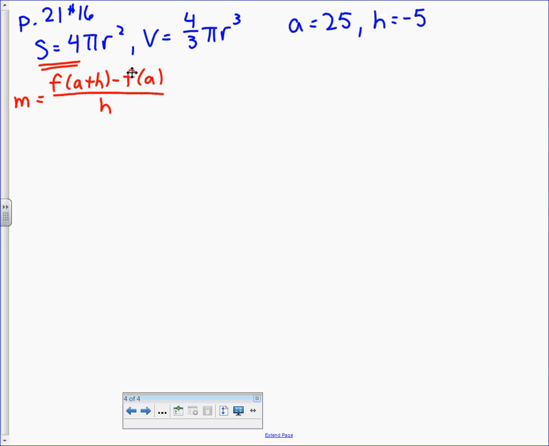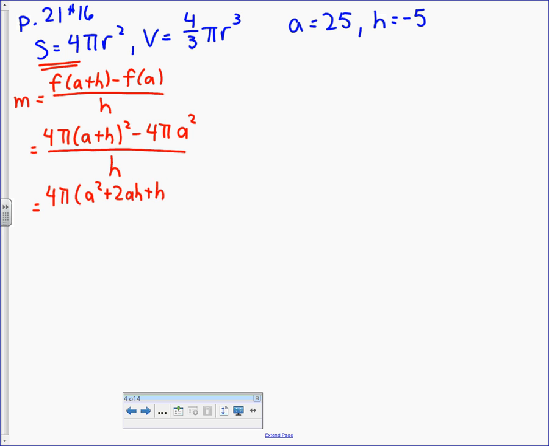So to make the general equation, it's going to be 4 pi times (a plus h) squared minus 4 pi a squared, all over h. That looks frightening, there's pi's and a's and h's. Okay. (a plus h) squared turns into a squared plus 2ah plus h squared, so 4 pi times (a squared plus 2ah plus h squared) minus 4 pi a squared, all over h. So far so good, no errors yet.